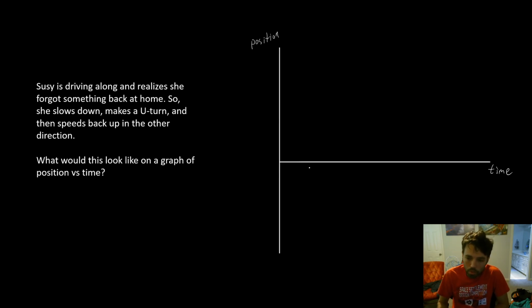So this is an interesting one. I'm going to start here at the origin. We're going to speed up. We're already going some speed, right? She's driving along, so she already has some velocity. So she's going like this. And then she realizes she forgot something at home. She slows down.